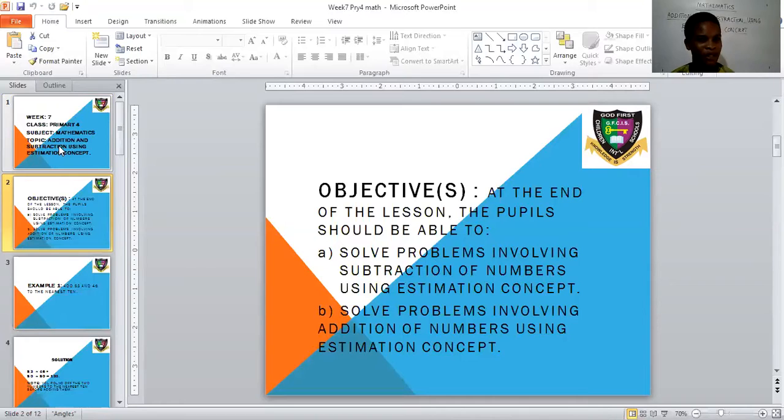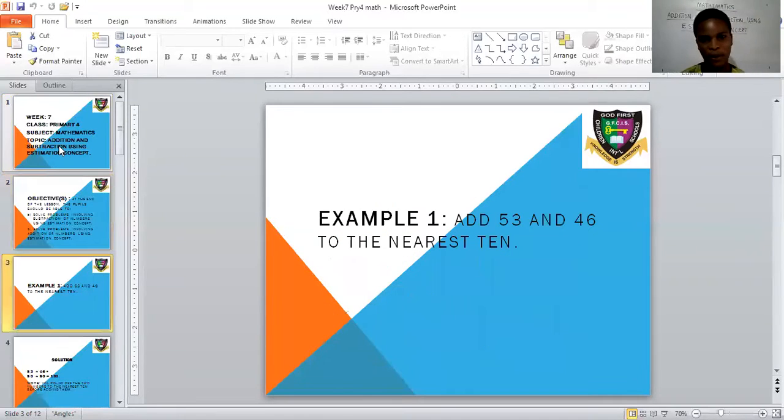The first one is talking about subtraction, while the second one is talking about addition. So how can we add numbers? How can we subtract numbers using the concept of estimation? That's what we are going to be doing during the course of this lesson. Good.